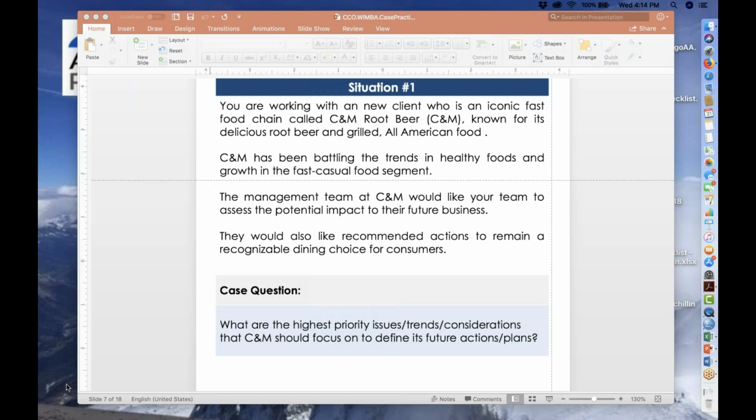Okay, everybody, let's discuss C&M root beer. And could one person share some of the thoughts that you put together so far? I assume you want that from the OTM folks?